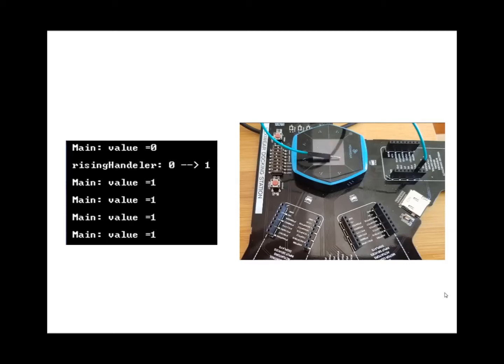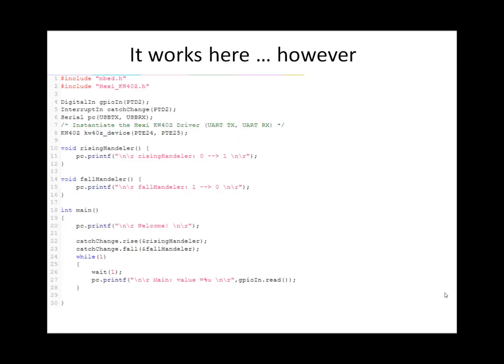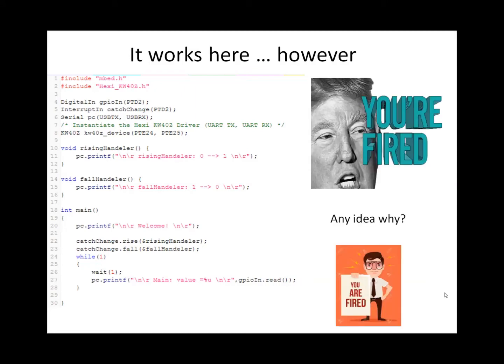So do you have any problem with this code? Do you think it's perfect? Okay, let's see. If you write this code, you will be fired. This is wrong. Okay, why will you be fired? It works well, but why?